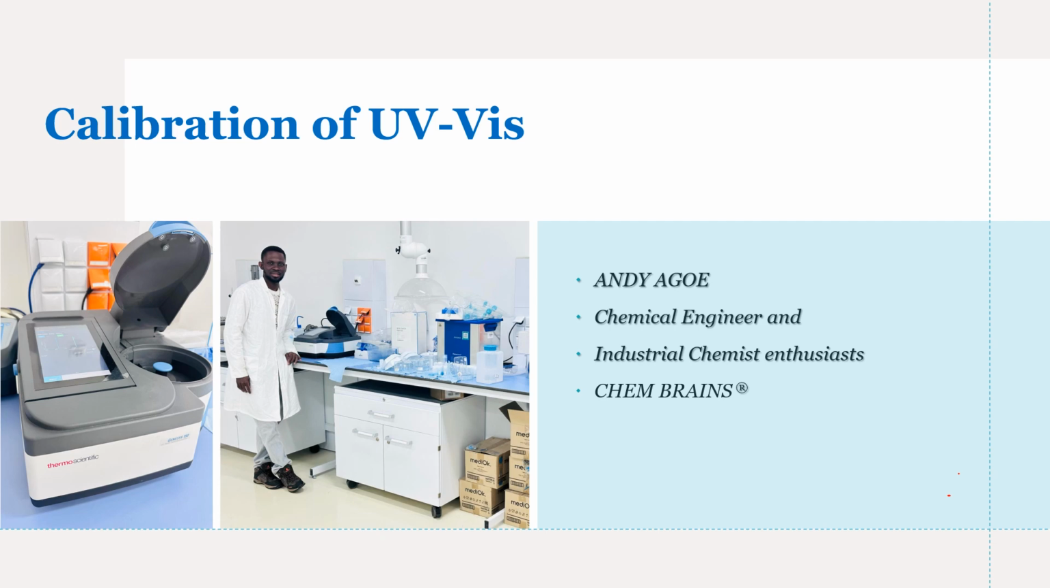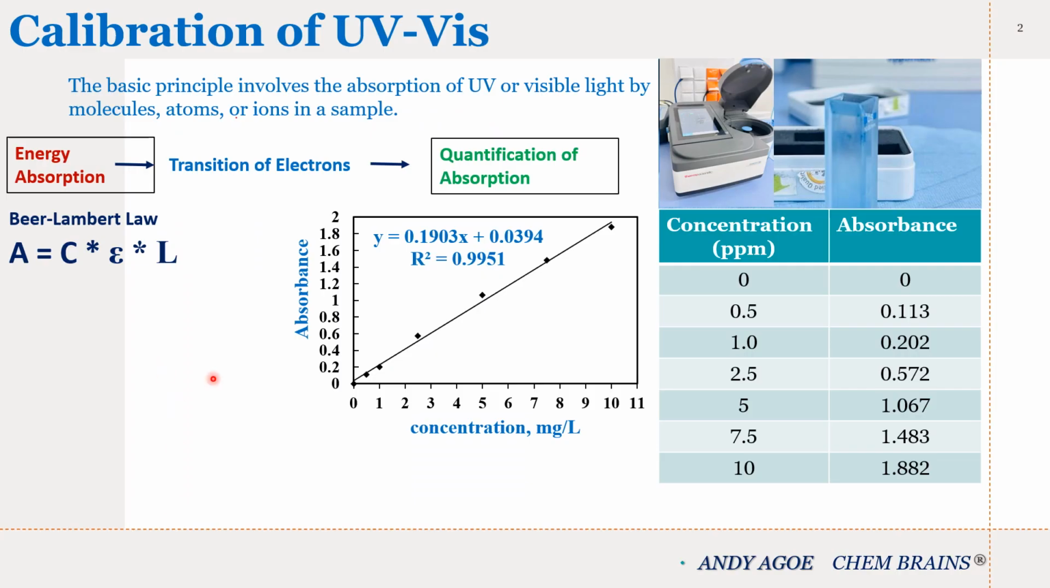Okay, so the image at the left hand is the UV-Vis and the image at the middle is me at the lab. So what do we mean by ultraviolet visible spectroscopy? The basic principle involves absorption of UV or visible light by molecules, atoms, or ions which are present in your solution.